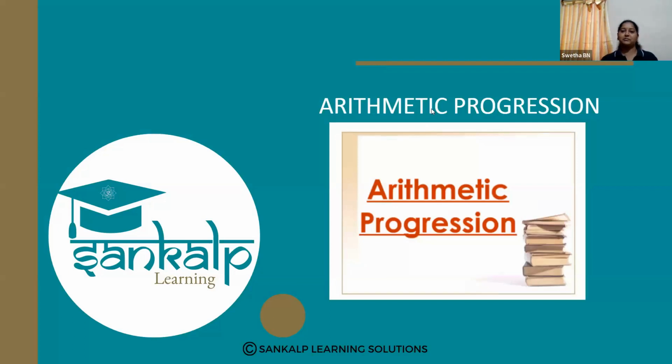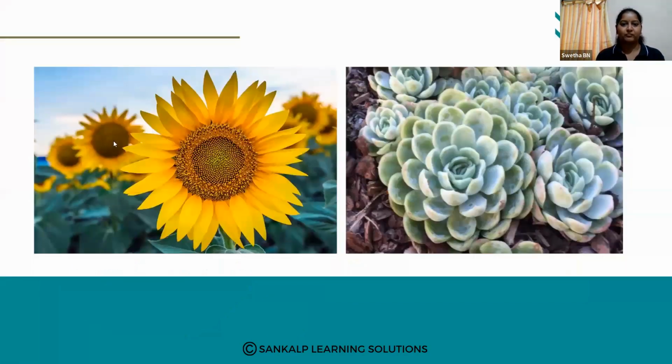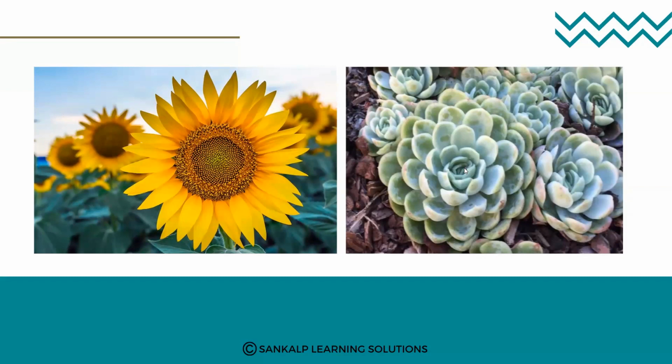I will start the next chapter, arithmetic progression. Okay, so now I'll show you some pictures. What are you seeing? Ma'am, flowers. Sunflower, right? No, this is sunflower and this is succulent, an ornamental plant. Have you seen this plant? Actually, I haven't seen that, ma'am.